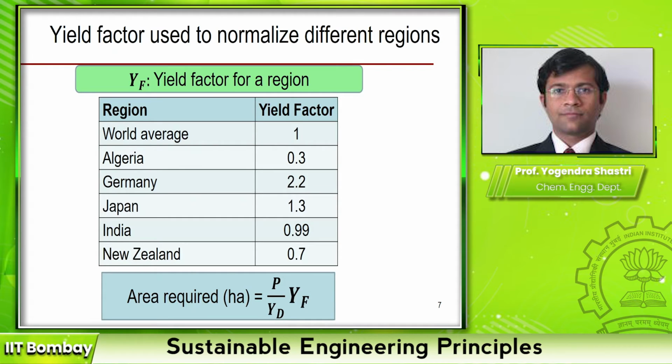So if I am using 1 hectare of land in Germany versus 1 hectare of land in Algeria, because the yield factor of Germany is very high, it captures the fact that I am using much more resources, because 1 hectare in Germany produces a lot of resources. But if I am using resources equivalent of 1 hectare in Algeria, it is less impactful because the land is less productive. Okay. So this answers the second question, how do you normalize across different regions?